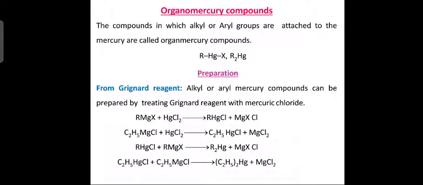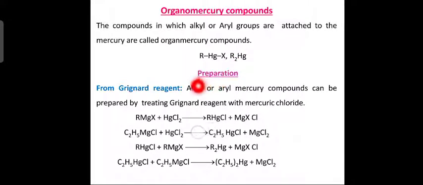Next slide. Now let us study another compound, organomercury compounds. Now what are called organomercury compounds? These are compounds in which alkyl or aryl groups are attached to mercury. They are called organomercury compounds. What is the general formula? RHgX. Mercury is linked to organic group R, and then halogen. Or here alkyl group or aryl group is linked to mercury, R2Hg.